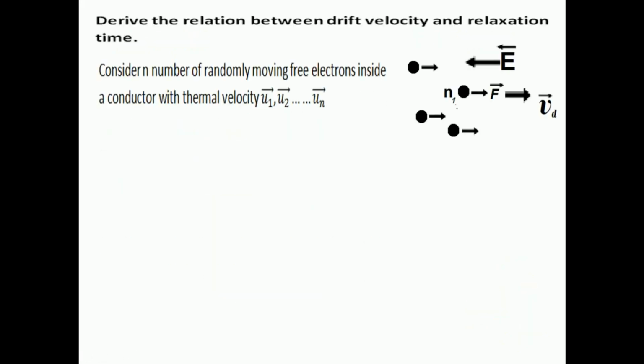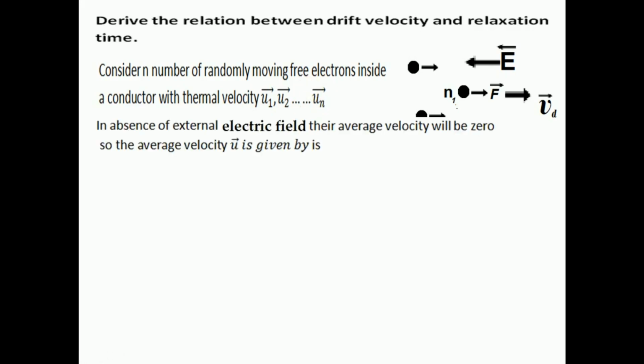In order to derive the relation, I'll consider n free electrons inside a conductor moving with velocities u1, u2, and so on. Electron number 1 is moving with velocity u1, electron number 2 is moving with velocity u2, and similarly electron number n is moving with velocity un. As they are moving randomly, there will be no average velocity. So the average velocity, which is the sum of all the velocities divided by the number of electrons, will be 0. This is equation number 1.